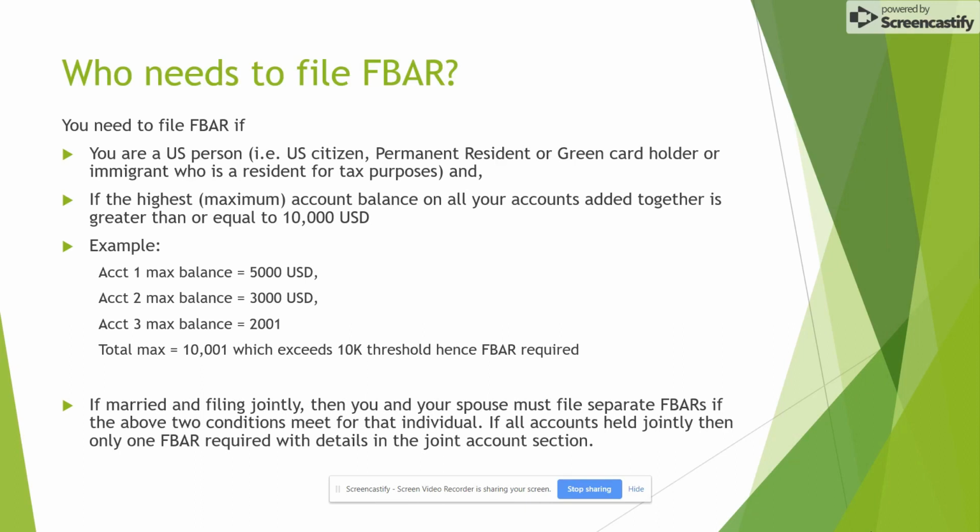If you are married and filing jointly, and both you and your spouse have foreign accounts which meet this criteria separately, then you both have to file your FBARs. If the accounts are held jointly, then you could submit just one FBAR with all the details in the joint account section.